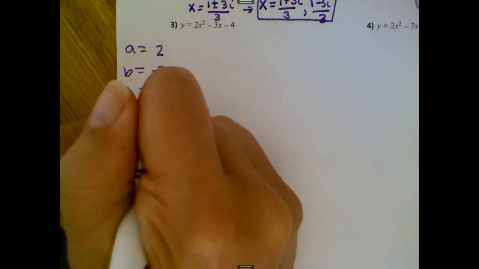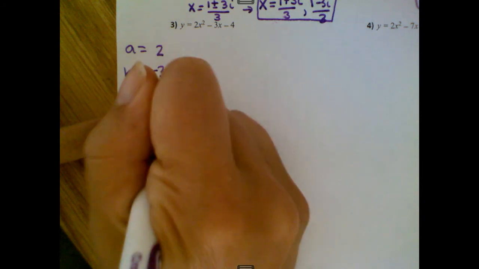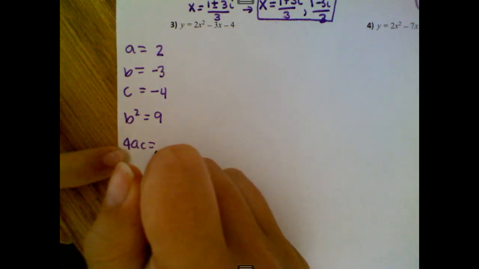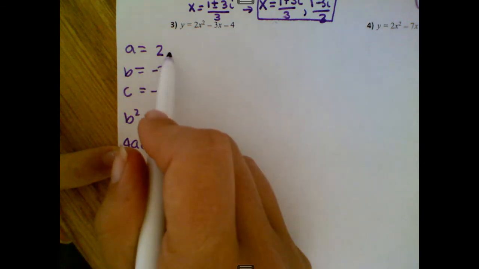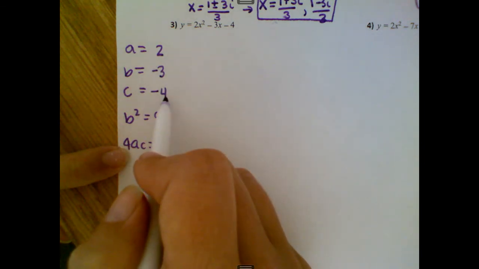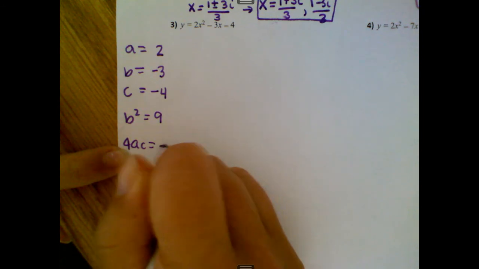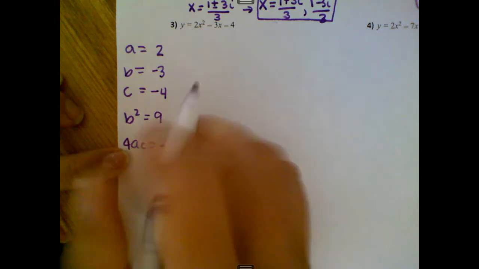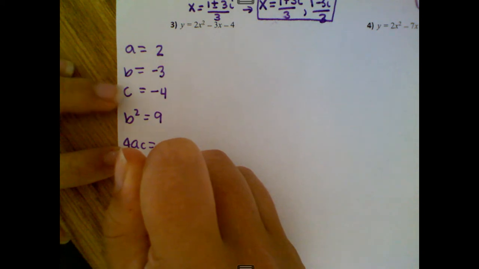All right, let's do number 3. A equals, B equals, C equals, B squared equals, 4AC equals. A is 2, B is negative 3, C is negative 4. B squared, so that's negative 3 times negative 3, which is 9. 4AC, so that's 4 times 2, which is 8. 8 times negative 4, so that's a negative, and I just said 8 times 4, right? Yeah, which is negative 32.